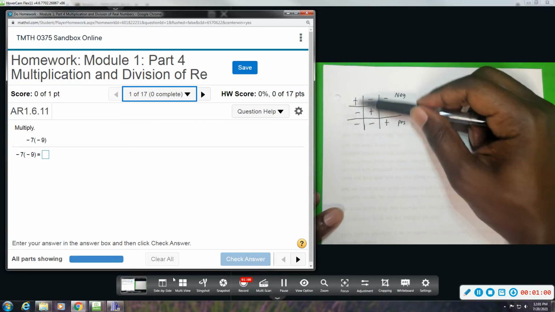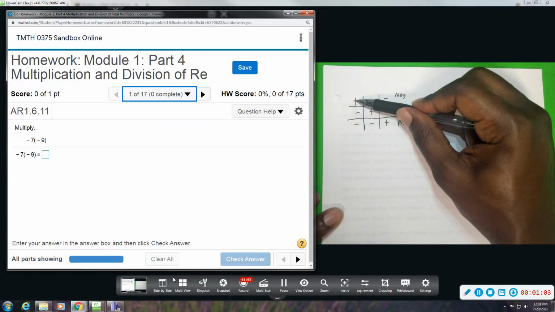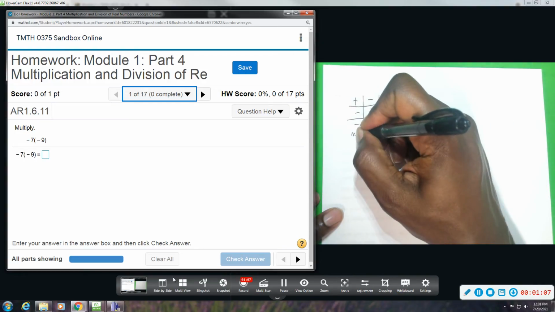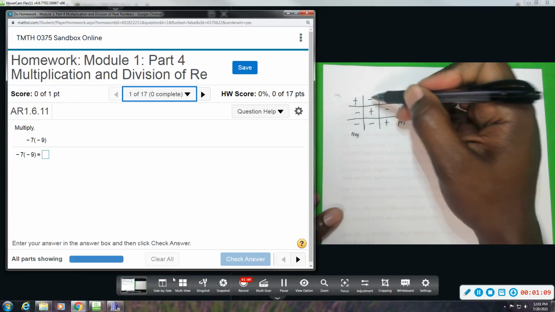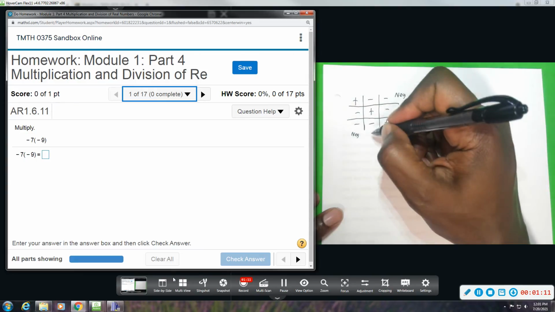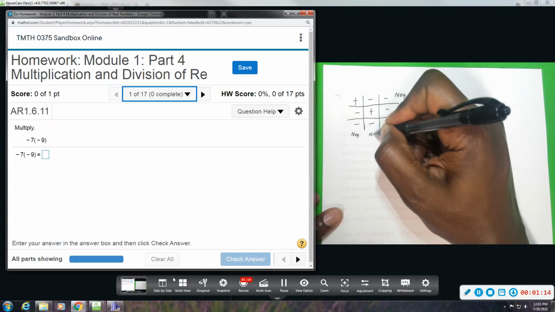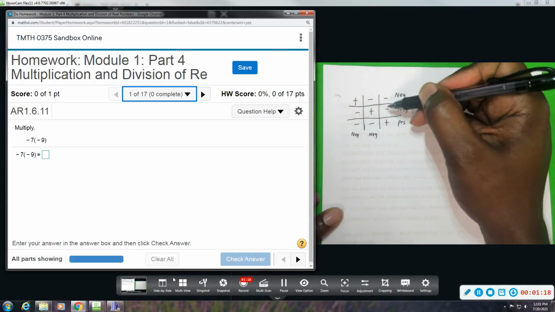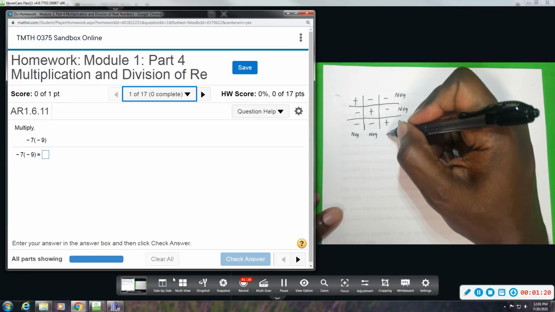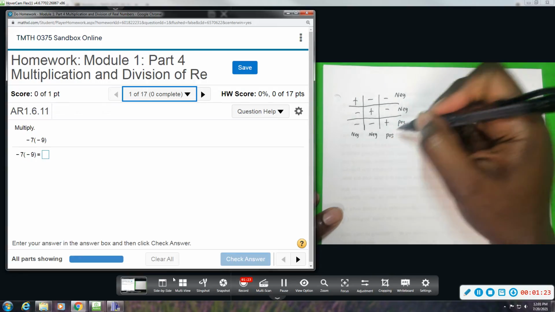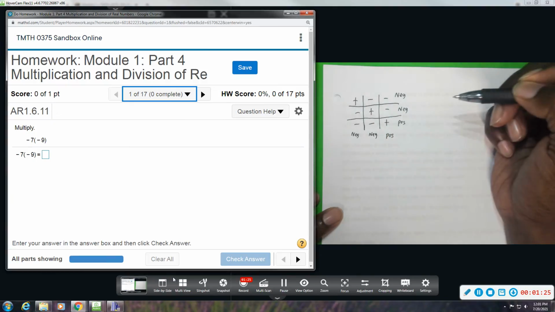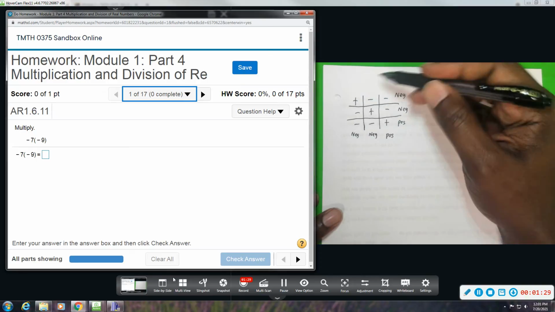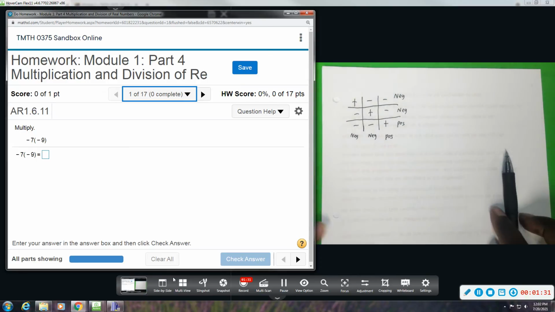If you're looking top to bottom, if you have a positive on top and a negative on the bottom, your answer will be negative. If you have a negative on top and a positive on the bottom, your answer will be negative. So if they're opposite signs, it's always going to be negative. If you have the same sign, negative over negative, that's going to equal a positive. And of course, down the diagonal, positive times a positive is a positive, or positive divided by a positive is a positive. Okay, so that kind of helps you figure out the signs.